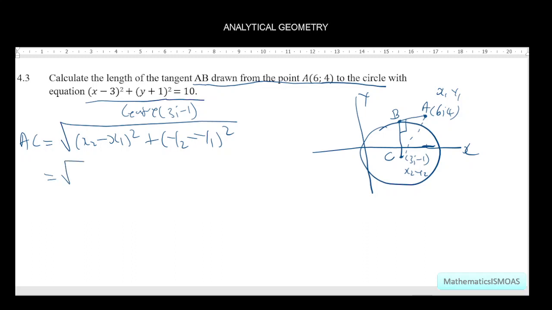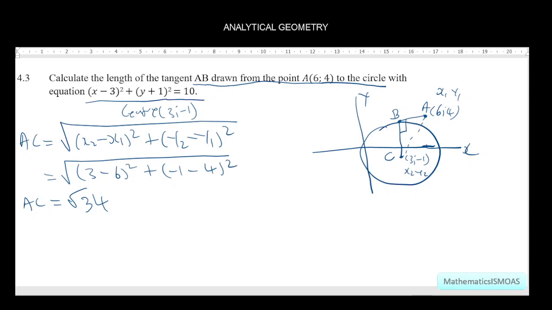Therefore, AC = √[(x2, 3 − x1, 6)² + (y2, −1 − 4, y1)²]. Then this will be equal to AC = √[(3 − 6)² + (−1 − 4)²]. This gives us the square root of 34. Square root of 34.